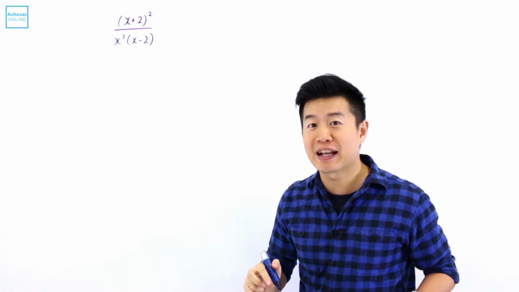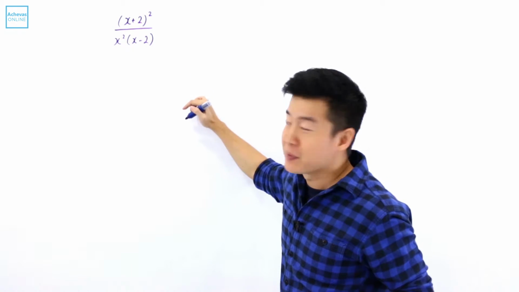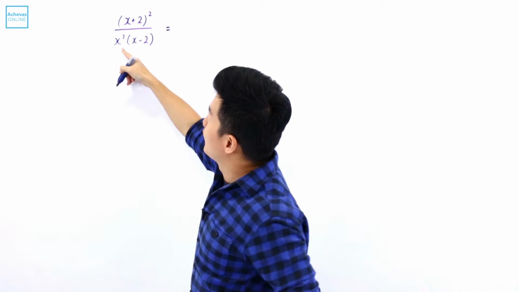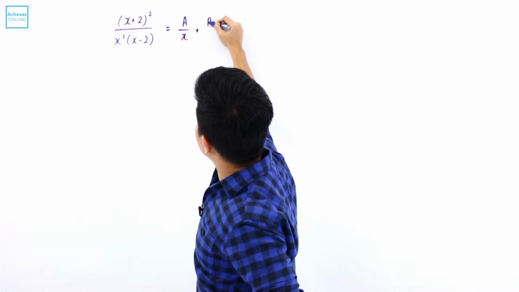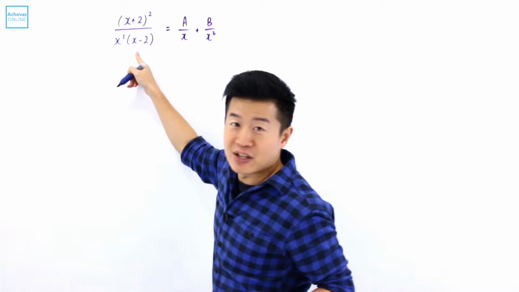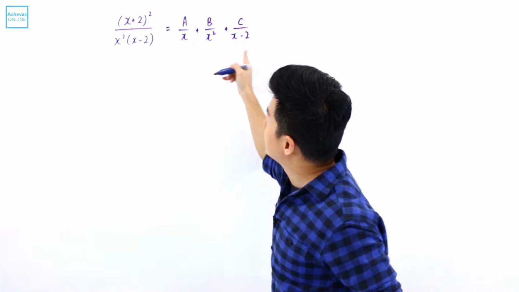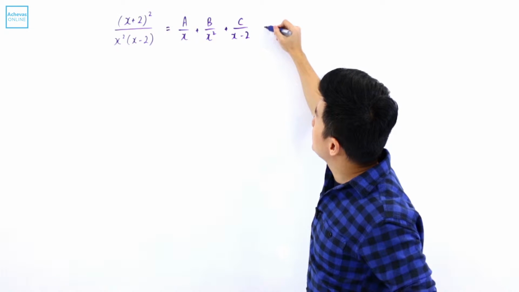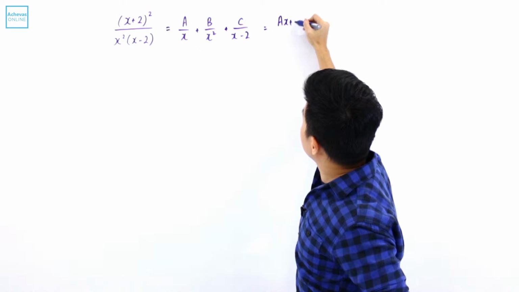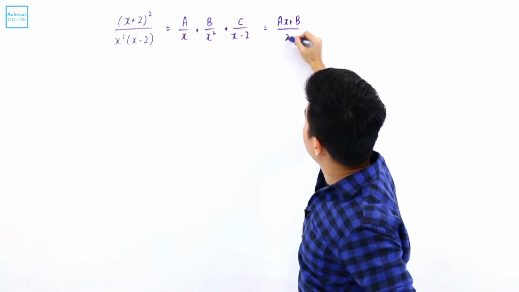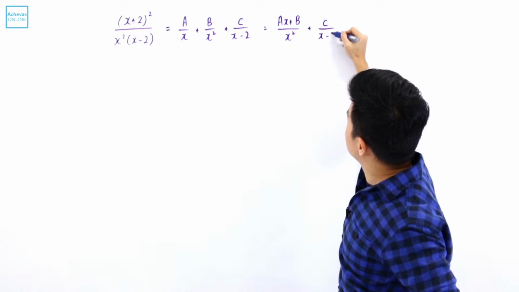There are actually two possible partial fraction expressions that this can be changed to. The first possible expression is for x squared, I can rewrite it as a over x plus b over x squared. As for x minus 2, I can write it as c over x minus 2. This is one possibility. Another possibility is for x squared, I can write it as ax plus b divided by x squared. And for x minus 2, it will still be the same. It is c over x minus 2.